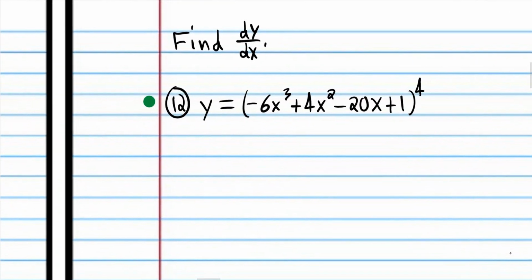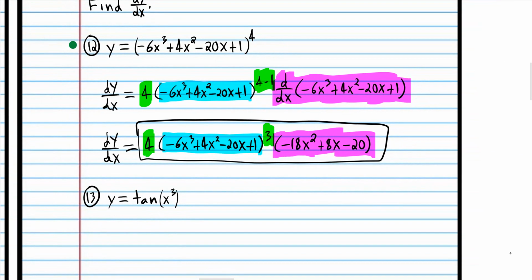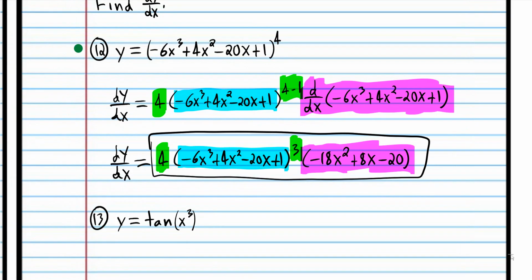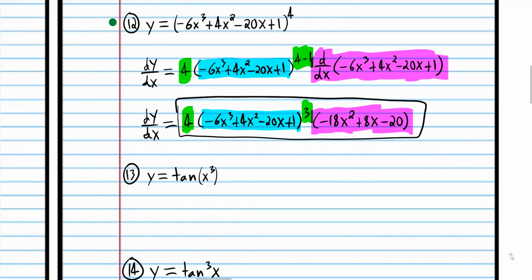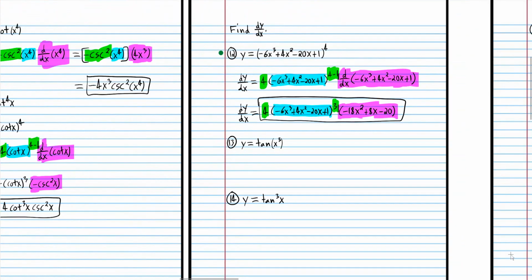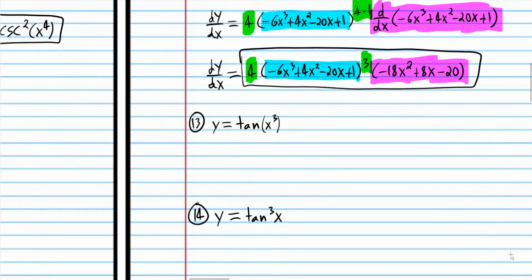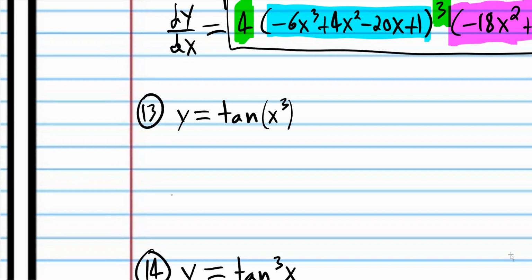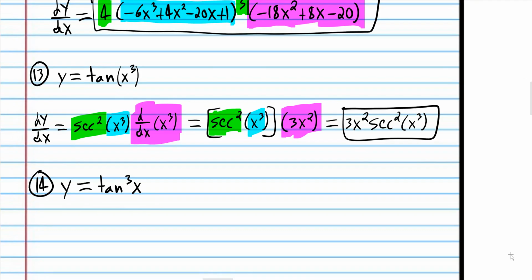Alright, we're back. So we can't really simplify that much more. So if you got that right, good. Try number 13, and when you come back, we'll do it together. Alright, we're back. So if you got that right, very good.